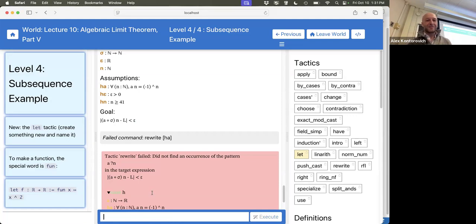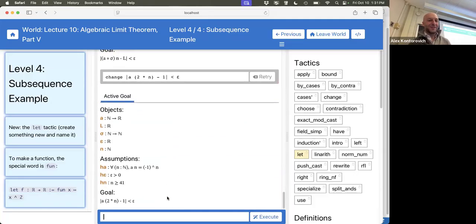Can Lean figure that out? It can, and it did. Okay, so we just looked at all the definitions and changed it to this. Now I can rewrite by ha, I think. Thank you. And now how about norm_num? I mean, technically I should say this whole thing is equal to 0 by norm_num.